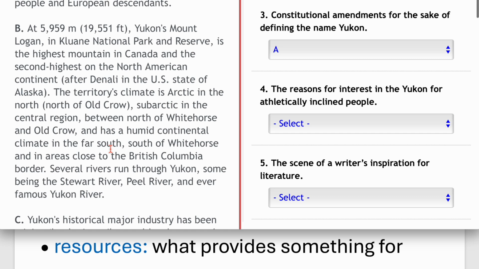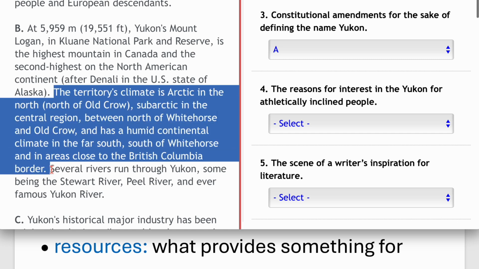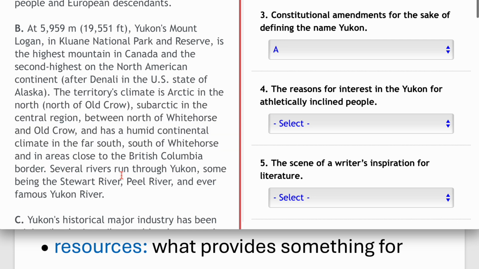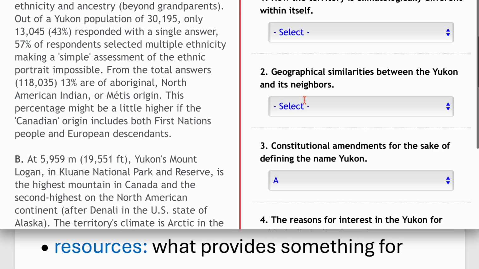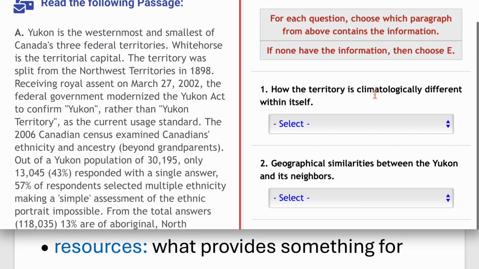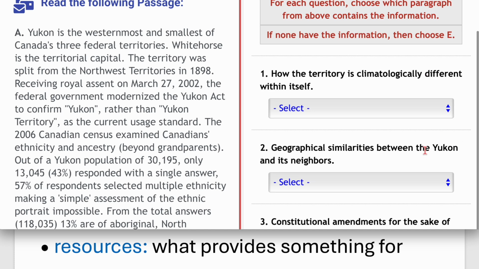South of Whitehorse, and in areas close to the British Columbian border. So here it's talking about climate, how the climate is different inside the territory, okay? Several rivers run through Yukon, some being the Stewart River, Peel River, and ever famous Yukon River. Huge river, yes. Beautiful rivers that it has. So let's see which ones can be in B. How the territory's climatology is different within itself? Yes, right? Because it talked about how the climate is different inside the territory.